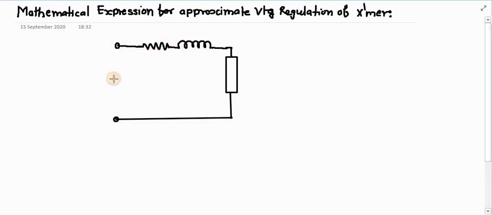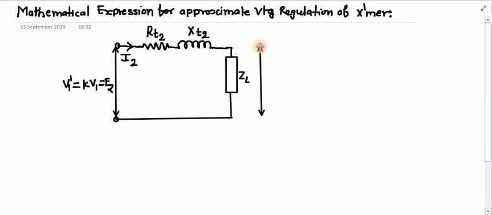So this will be your V1 dash, which is transferred on the secondary side, which is also equal to E2. On the secondary side, current is I2. Total effective resistance of the transformer referred to the secondary side is RT2. This is the total effective reactance of the transformer referred to the secondary side. And this is your ZL as it is, and this is your terminal voltage V2 across the load.